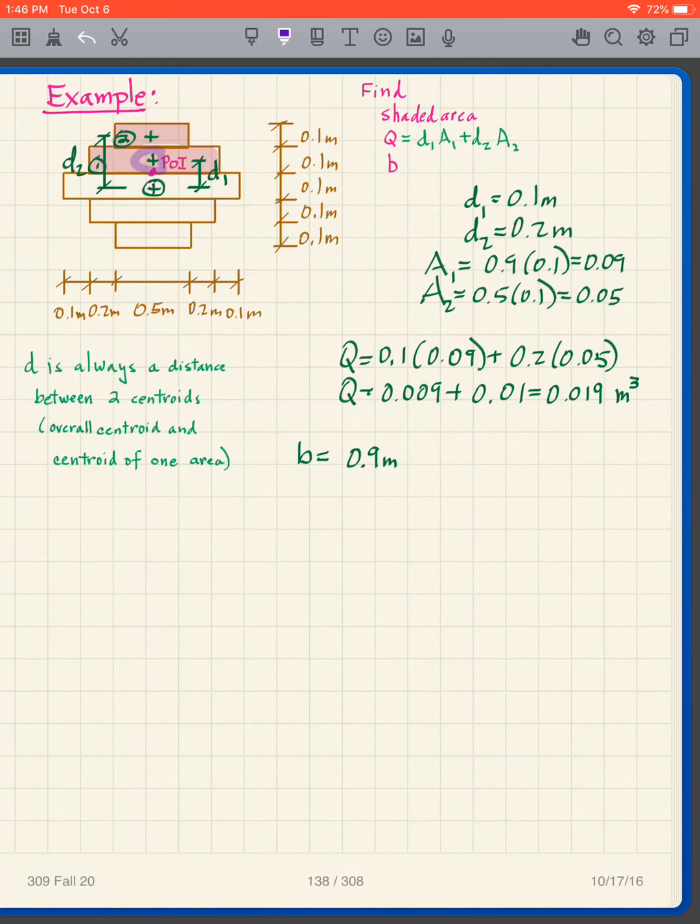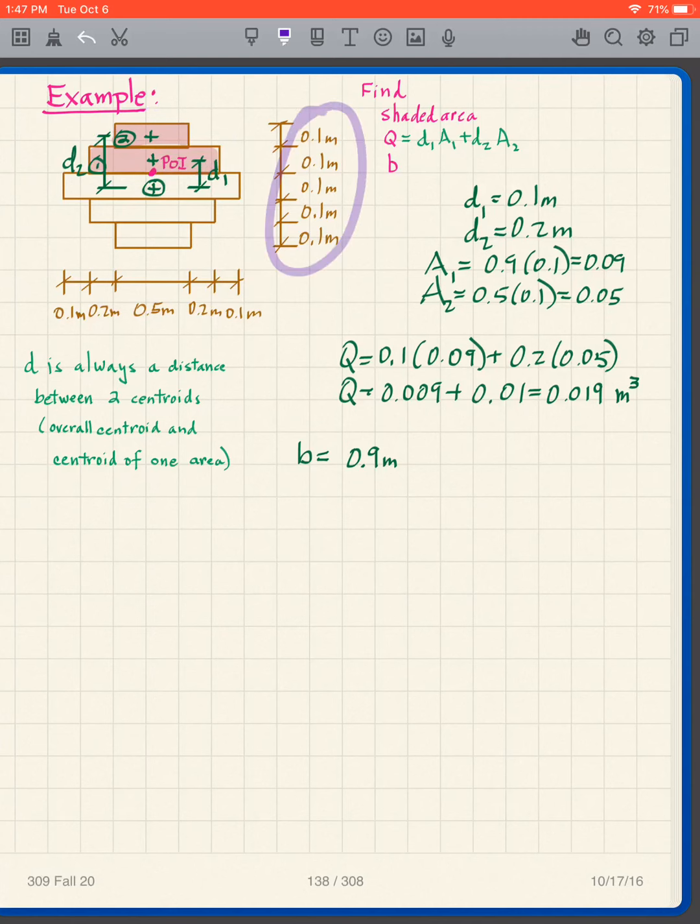So I've got rectangle 1 and rectangle 2, and those are the centroids of those rectangles, the centers of those rectangles. All I need to do then is get the distance from the overall centroid to the centroid of 1, that's D1, and the overall centroid to the centroid of 2 is D2. And then get the areas of those rectangles as well for the shaded area. The main thing is you've got to get the shaded area right. If you don't have that right, you're never going to get the Q right.